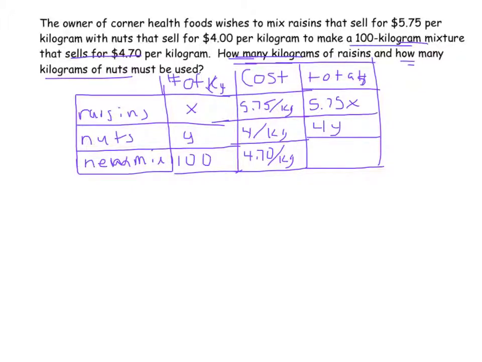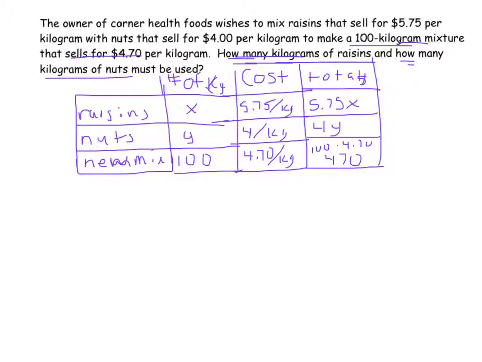And then this is the tricky part that people forget. The total of the new mix, right here we took the X times 5.75 to get the total cost. Here we took the Y times 4 to get the total cost of the nuts. So the new mix, we have to take the number of kilograms times this. So that is 100 times 4.70, which is $470. So if we bought all the new mix, the entire 100 kilograms, we would have to pay $470.